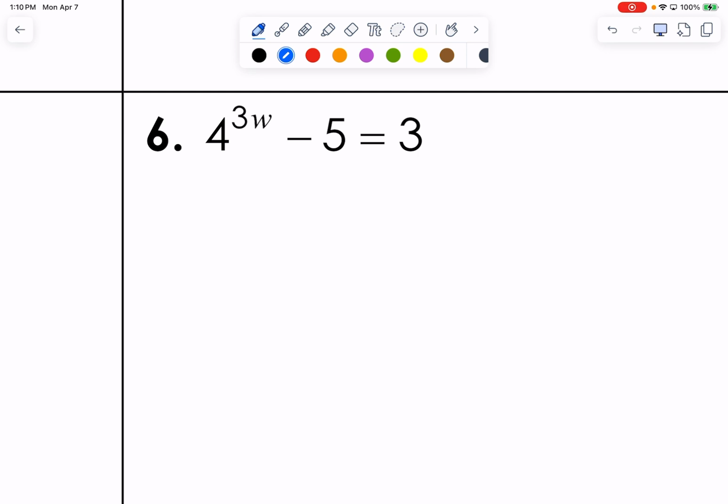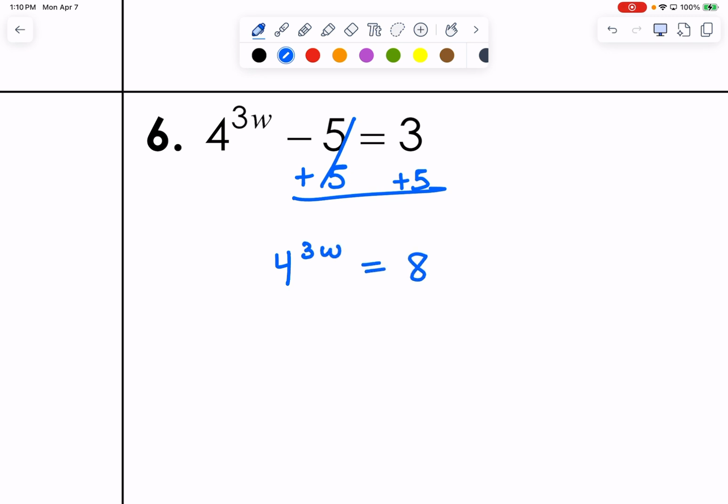All right, what do we do first? Subtract 5. No. Add 5. Oh my gosh. Add 5 to both sides. Who added? Raise your hand if you added 5 to both sides. Chase, did you add 5 to both sides? Yep. You didn't divide? All right. 4 to the 3w equals 8.